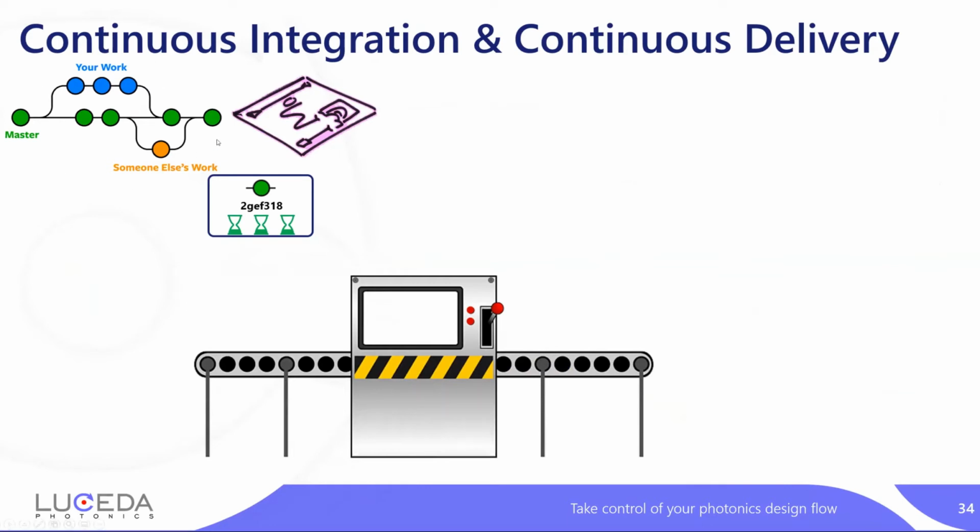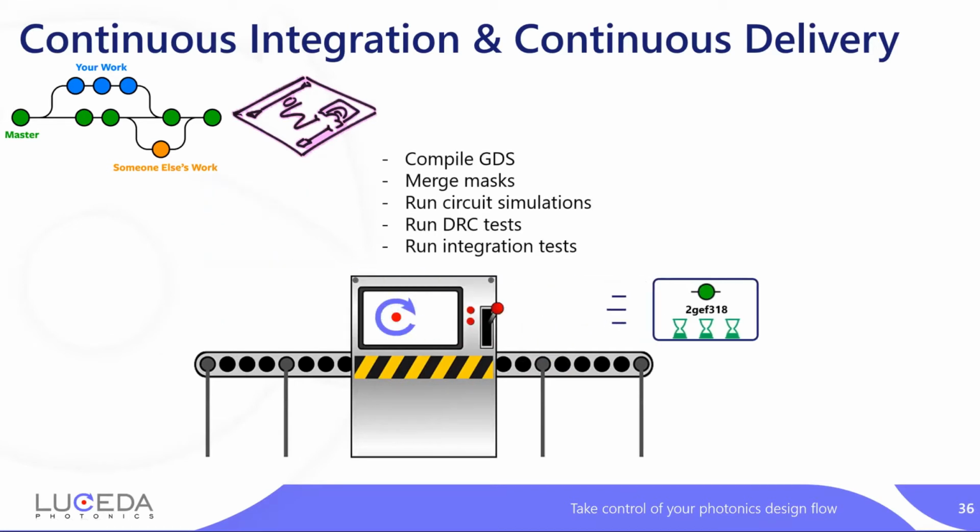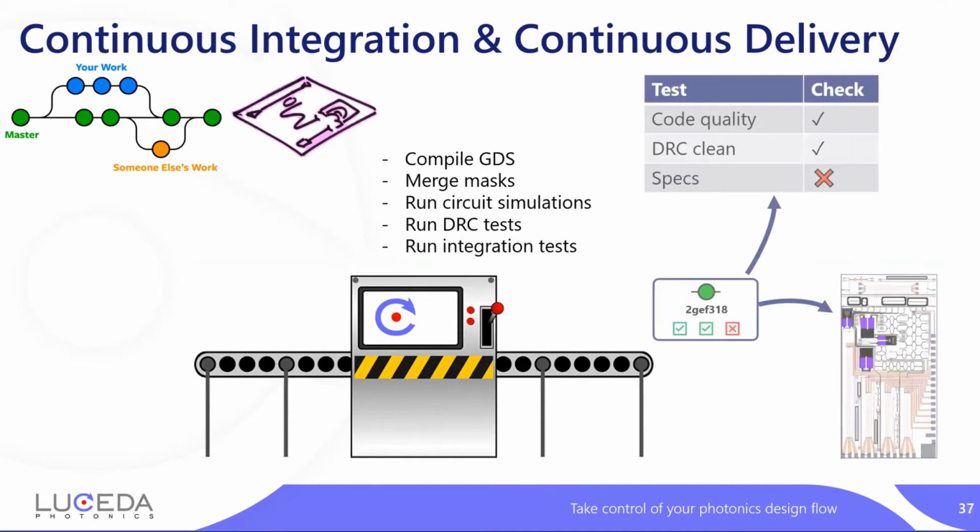You have a repository where your PIC design lives, and each of these items is a change set which contains a certain variation of your chip. As a user, you can write a set of actions that you want to be performed any time you make a variation. It can be anything from compiling a GDS, merging masks, running simulations, DRC tests, integration tests. And once you have that, you can then generate a test report.